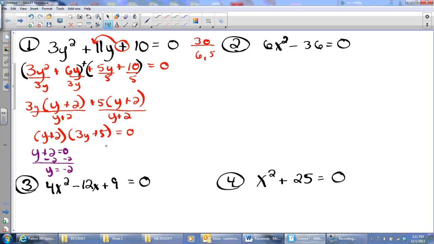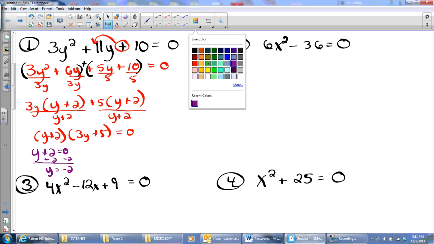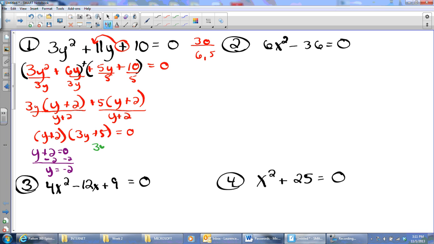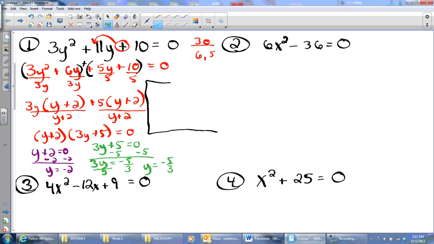Then I'm going to take the second quantity, set it equal to 0. And I'll get 3y plus 5 equals 0. I'll subtract 5 from both sides. I'll get 3y equals negative 5. Divide by 3, divide by 3. And then y is going to equal negative 5/3. So my solution to this is going to go right here. You can write it below, but I ran out of room. It's going to be y equals negative 2 or y equals negative 5/3.